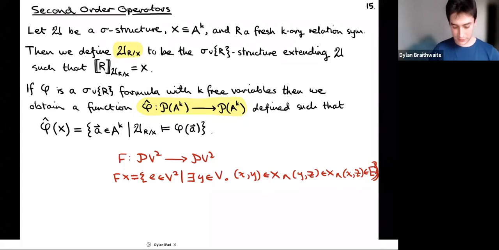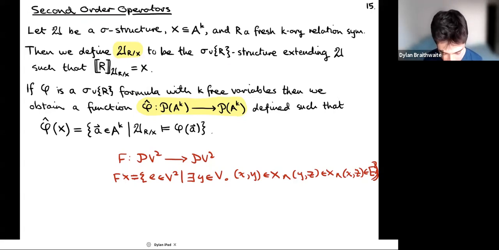So what that's saying is you input some set of pairs of vertices, and then the output is a set of pairs of vertices which are obtained by composing those, as long as their composition is an edge in the graph that we're working over. And the idea behind this is if we took the transitive closure of this, we would just get the set of vertices which are reachable from each other.